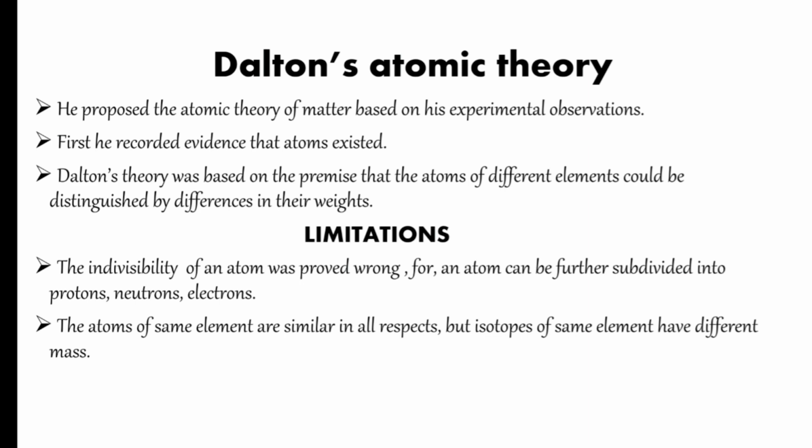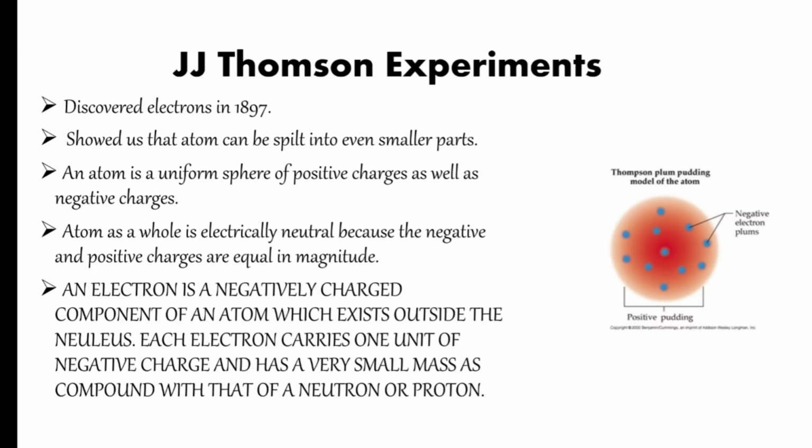Dalton's theory was based on the premise that the atoms of different elements could be distinguished by differences in their weight. But the limitations were the indivisibility of an atom was proved wrong, for an atom can be further divided into protons, neutrons and electrons, and the atoms of same element are similar in all respects, but isotopes of same element have different mass.